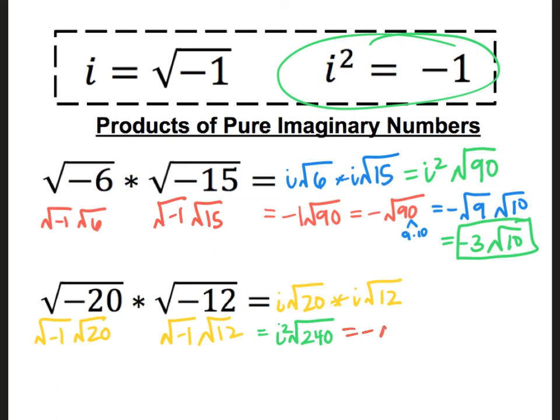So I really have negative root 240, and we're looking for a perfect square that goes into 240. I know that 240 is the same as 16 times 15, so really I have negative square root of 16 times square root of 15. The square root of 16 is 4, so my final answer is going to be negative 4 square root of 15.